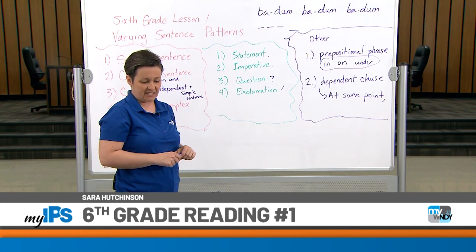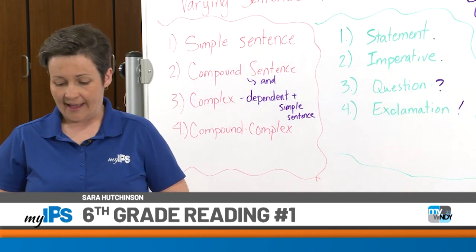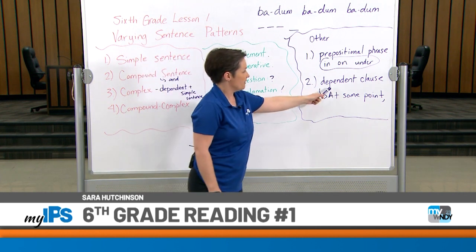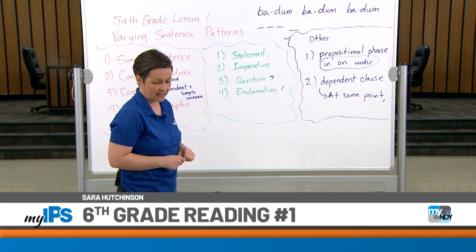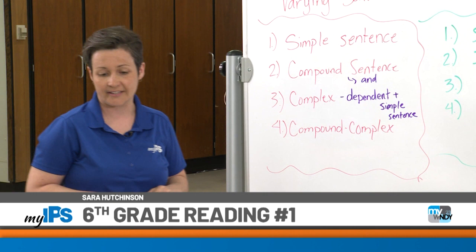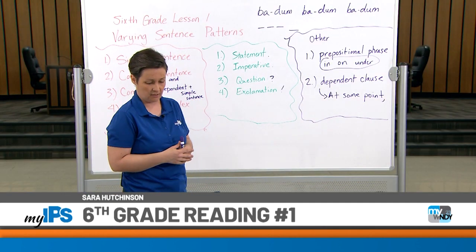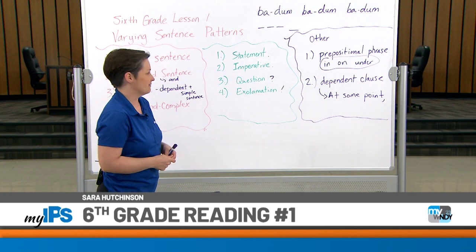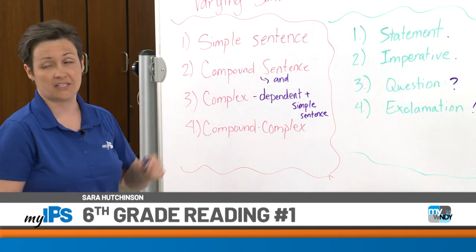"Do you dream of seeing actual lasers?" Question, right? "At some point then, be sure to visit the museum." A dependent clause started that sentence, right? And so that makes it more interesting. Also, that is a really good example of a compound complex sentence because it started with a dependent clause and it had two simple sentences in there. The last sentence in that paragraph is, "You won't be sorry," right? And so they used an exclamation there as well as a simple sentence.